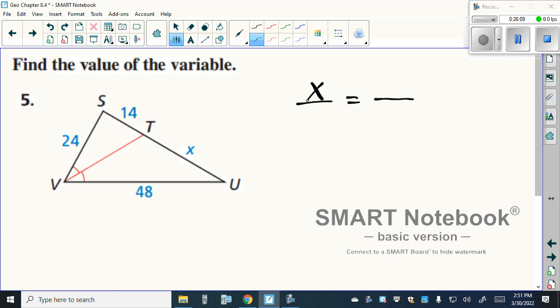So here, we'll have x over what? 14 and 48 over 24. Yes, and then we would multiply each side by 14.